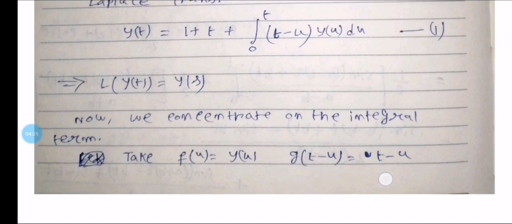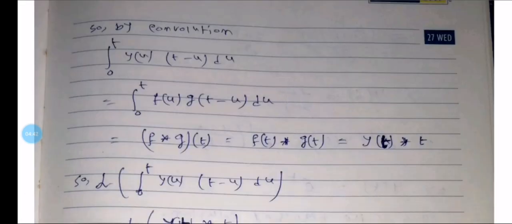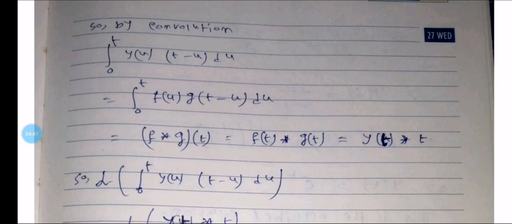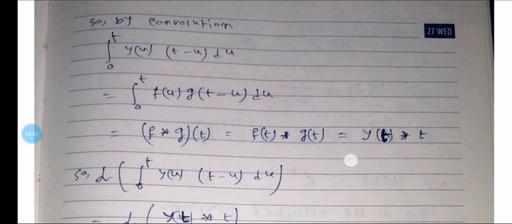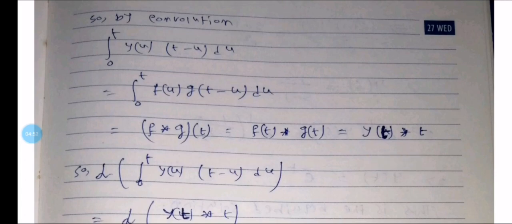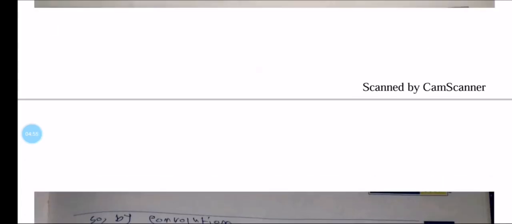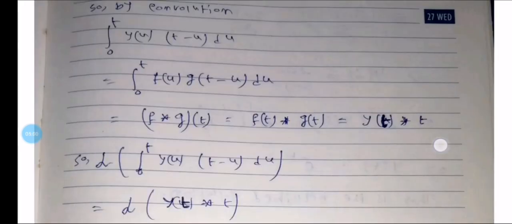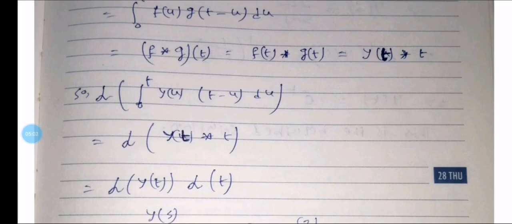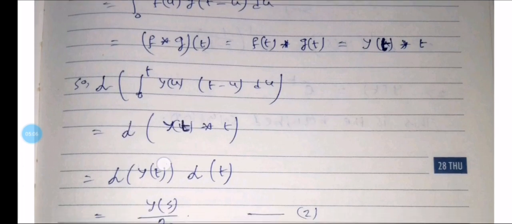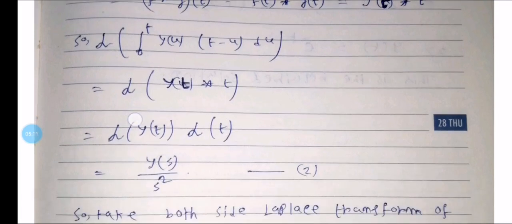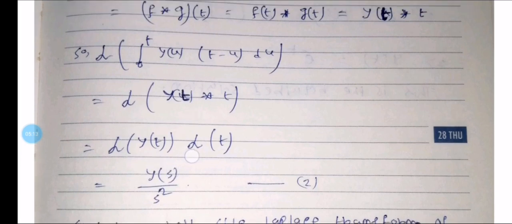So g(t minus u) equals t minus u. So y(u) into (t minus u) you can write as f(u) g(t minus u) du. This looks like the convolution definition (f star g)(t). So you can write f(t) star g(t), where f(t) is y(t) and g(t) is t, because g(t) equals t, so g(t minus u) equals t minus u. After this, if you take the Laplace transformation of this, it is the Laplace transformation of the convolution term, which is the product of the Laplace transformations of the individual functions, so L of y(t) into L of t.